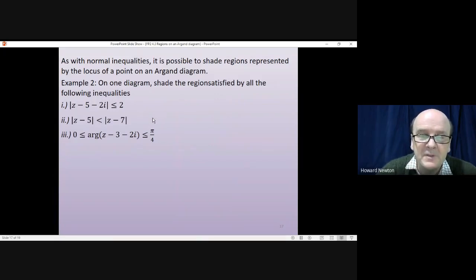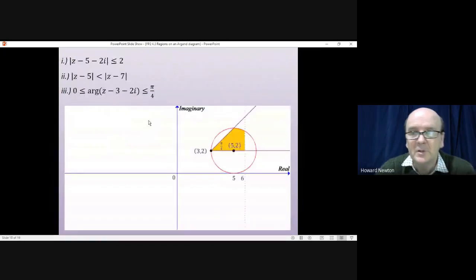Okay, so all 3 things have to be true. You'll get something like that. The first one says you've got to be inside the circle. The second one says you've got to be on the left-hand side of this green dotted line at x equals 6. And the third one says you've got to be between this line here, positive x direction coming from (3, 2), and the line here at pi by 4 going from (3, 2). And the yellow region is the region that satisfies all three inequalities.